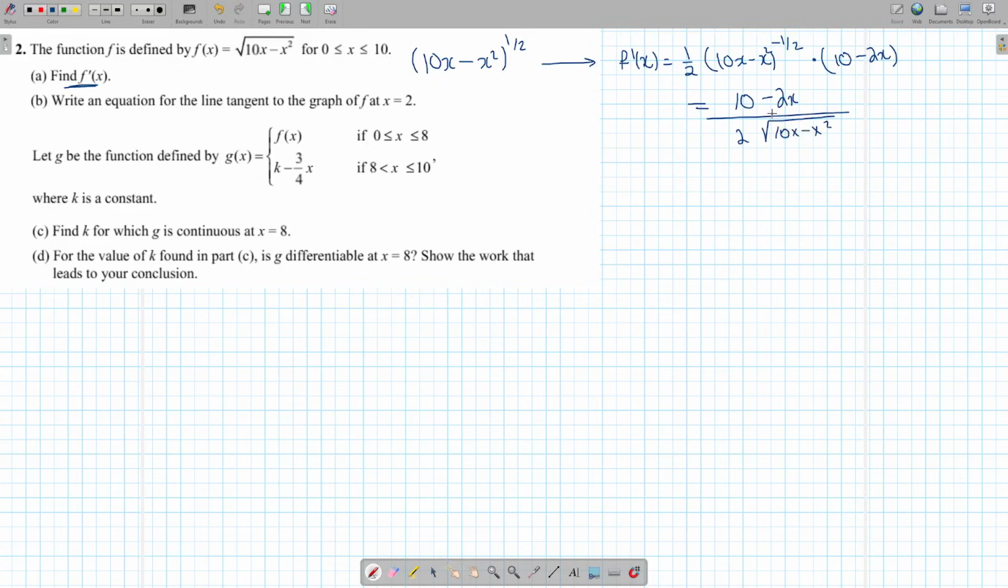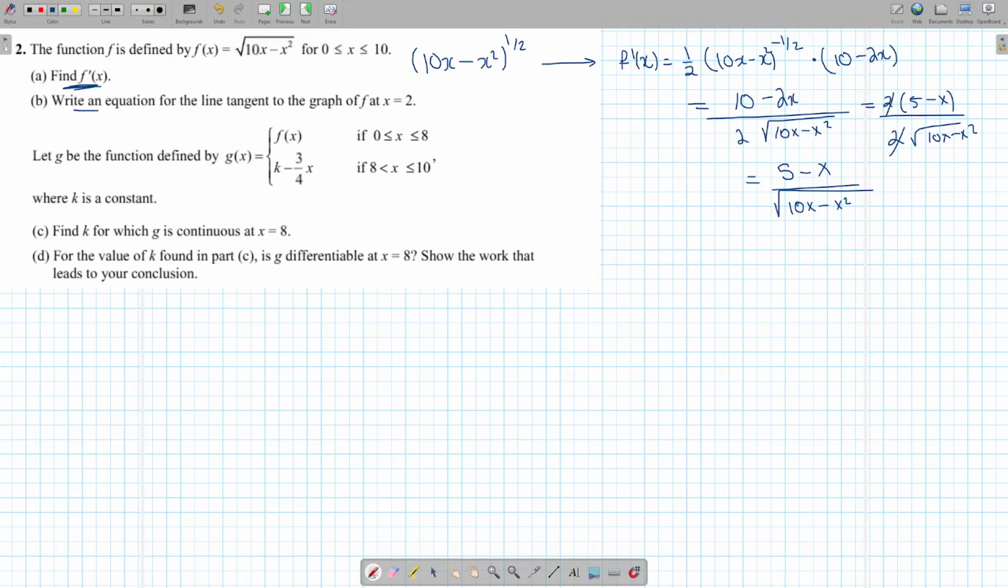Now we can actually cancel out this 2 because they're asking us to find f prime of x, so it's best to submit our answer in simplest form because you never know if they want to deduct marks. We can factor out 2 on top, it becomes 2 times 5 minus x over 2 radical 10x minus x squared, and now you can cancel the 2's, so you're going to get 5 minus x over radical 10x minus x squared.